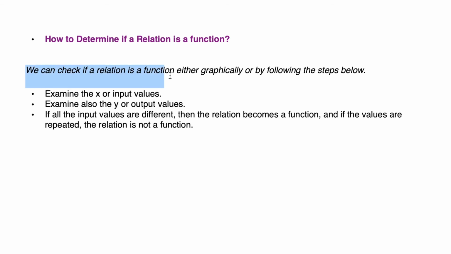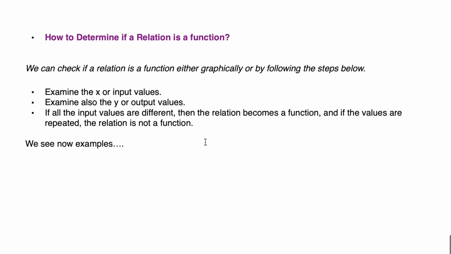And next we see how to determine if a relation is a function or not. Here we need to follow three steps. First, the input values, and next the output values, known as y values. If all the input values are different, then the relation becomes a function. If the values are repeated in the first input values or x values, then the relation is not a function. Now we see examples for those.